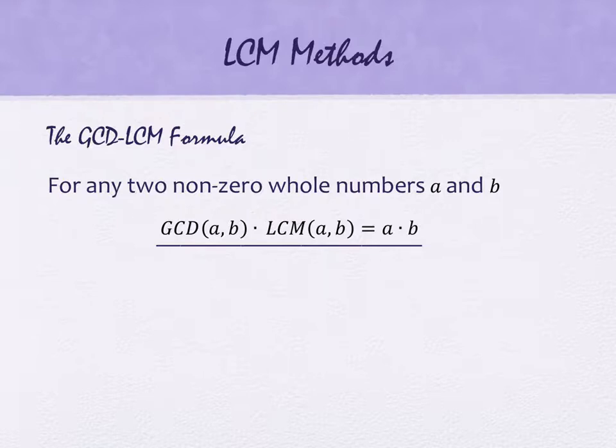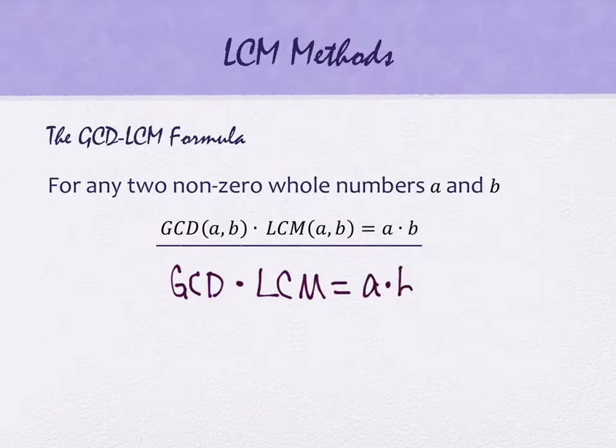For any two non-zero whole numbers, a and b, the greatest common divisor of a and b times the least common multiple of a and b equals a times b. So in shorthand, if you prefer, you can write this down that the GCD times the LCM equals a times b.